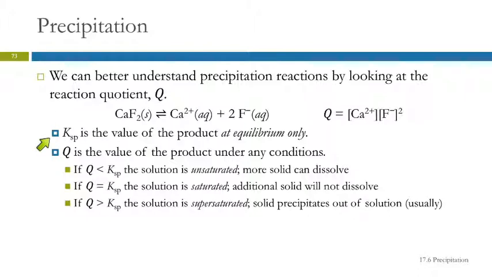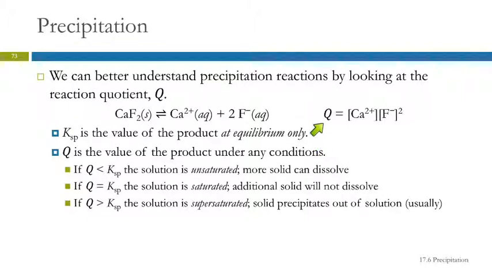So remember that KSP is the value of the solubility product constant at equilibrium only. It only applies at equilibrium. We can calculate Q. It's calculated using the same equation, but it's calculated with the current concentrations, and it can be calculated at any sort of conditions. And then to predict what's going to happen in terms of the reaction, we compare Q to KSP. Q can be different. KSP is always going to be the same at a given temperature.